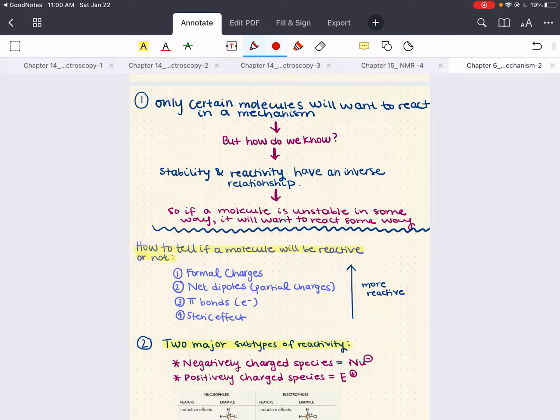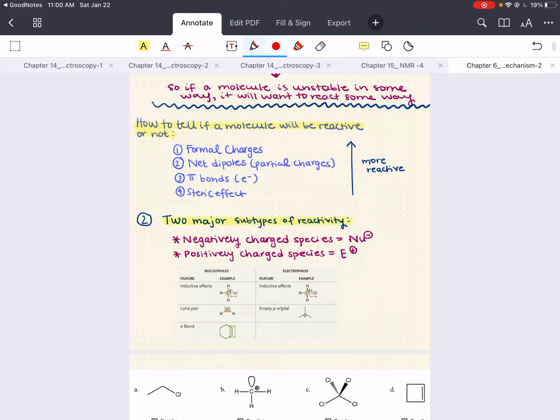And there's just 2 major subtypes of reactivity: electrophiles and nucleophiles, and now we want to define those. A nucleophile, or a nucleophilic center, is an electron-rich atom or center that is capable of donating a pair of electrons. Features of a nucleophile are inductive effects, lone pairs, or pi bonds. Now, the strength of a nucleophile is very much affected by its polarizability, or in other words, its electron density.